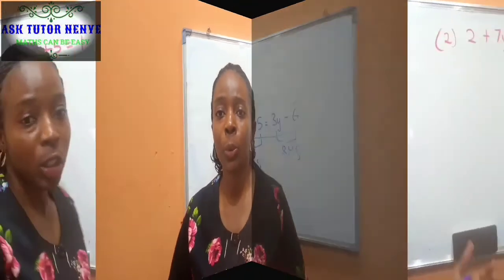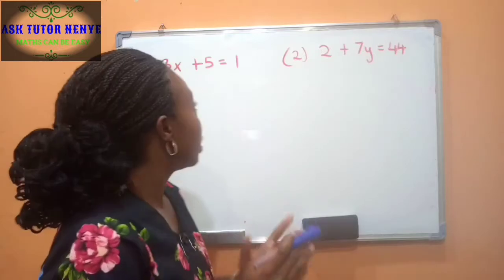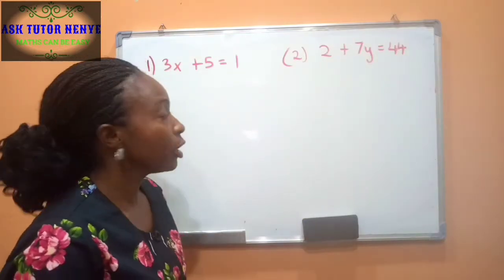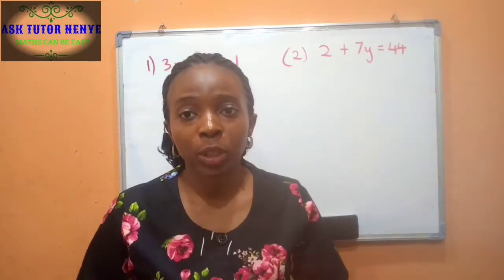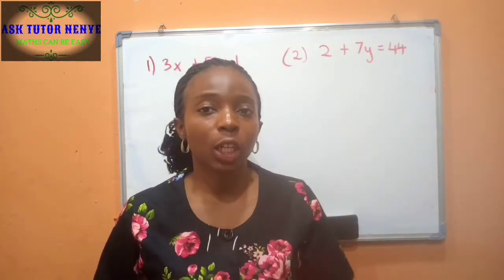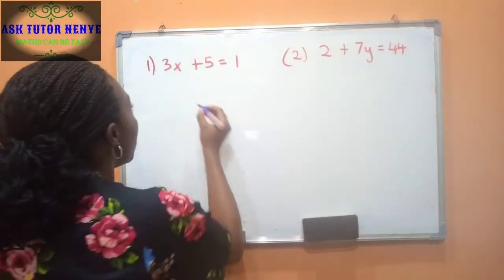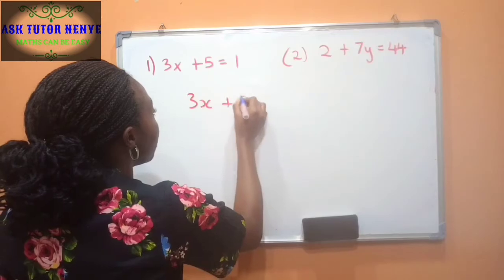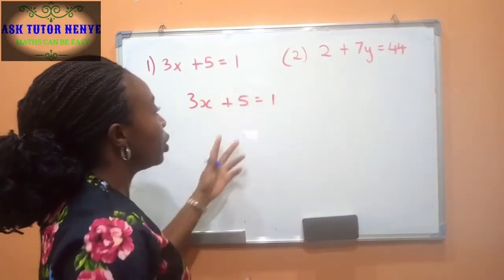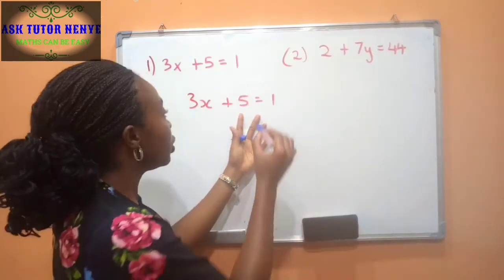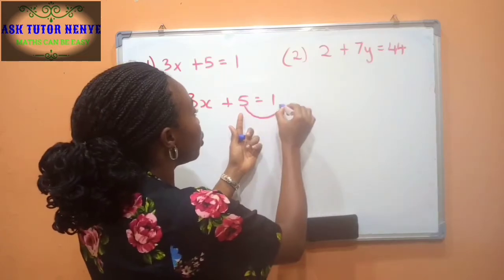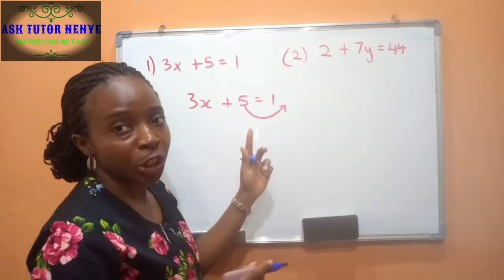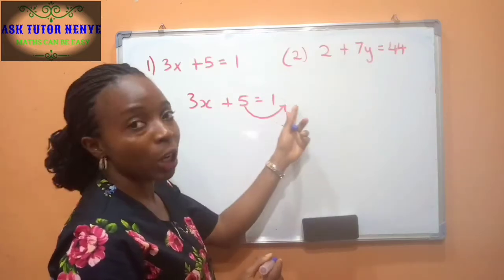Let's take some examples. In solving linear equations with one variable, let's take a look at this first example. There are two methods we can use, okay? We can use what they call the transpose method or the transverse method. Let's start with the transpose method. When you have 3x plus 5 equals to 1, what you simply do when using the transpose method is move the 5 to the right hand side. Once you move it to the right hand side, it will change. Instead of plus 5, we're going to have minus 5.